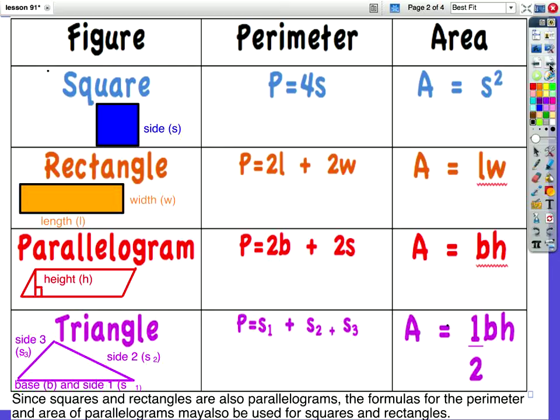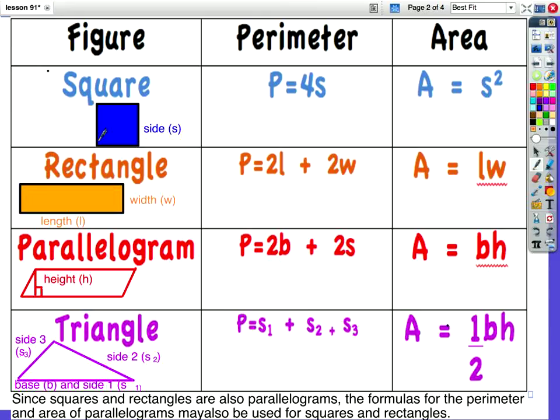Okay? So the perimeter is going to equal 4 times whatever that side is. So if that side is 2, we just do 4 times 2 because there's 4 sides, and that would cover all the distances around the square. Okay? So the formula for perimeter of a square is P equals 4S. Now to find the area, all we need to do is take that side and square it, or multiply it by itself. So A is going to equal side squared.